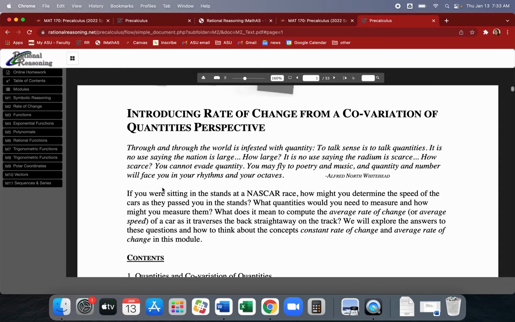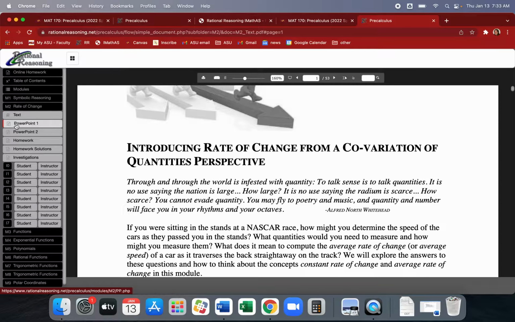But in any case, the textbook is here, as well as some PowerPoints that you can look at, and you won't see both student and instructor versions of these. These are investigations for section 2, and it's a little hard to see maybe, but it's 0, 1, 2, 3, 4, 5, 6, 7. Those correspond to the sections in the textbook, module 2.0, 2.1, 2.2, and so forth.